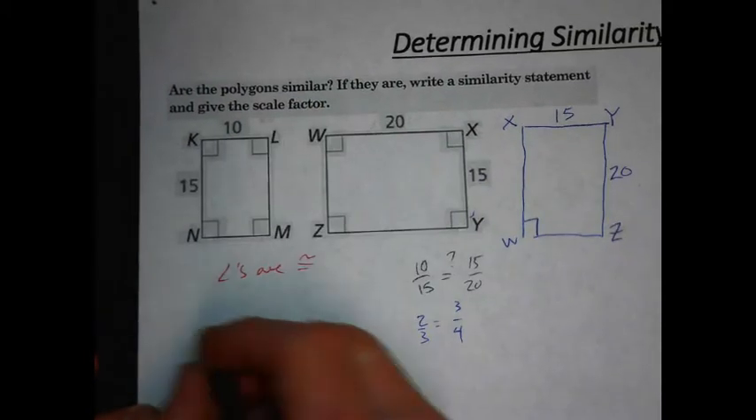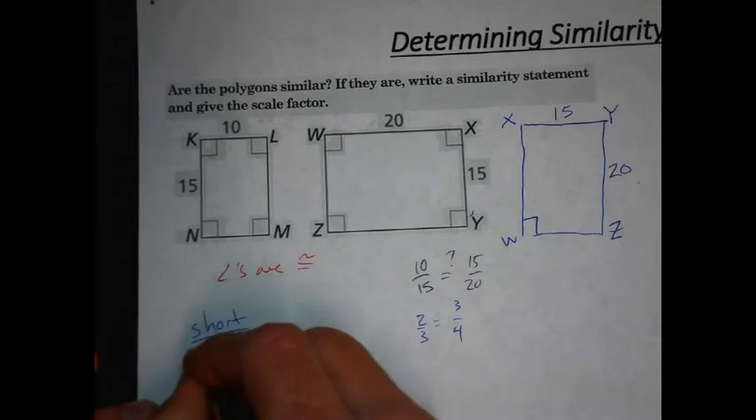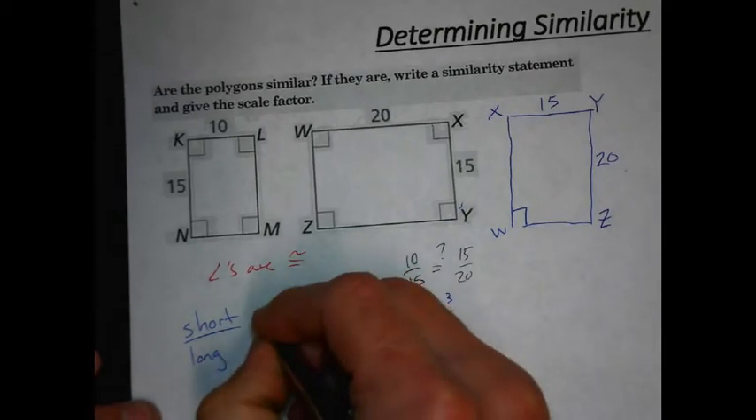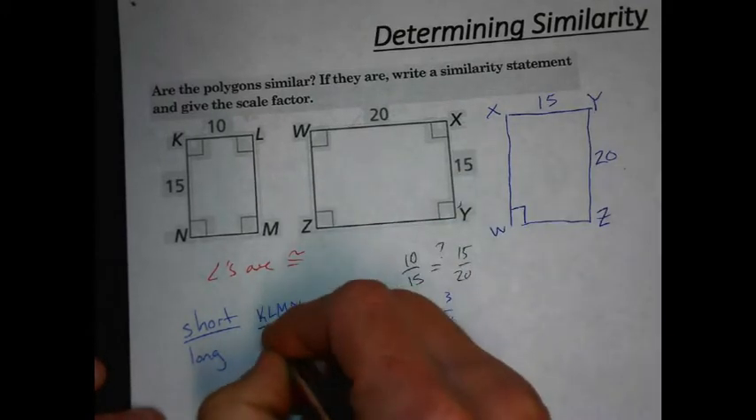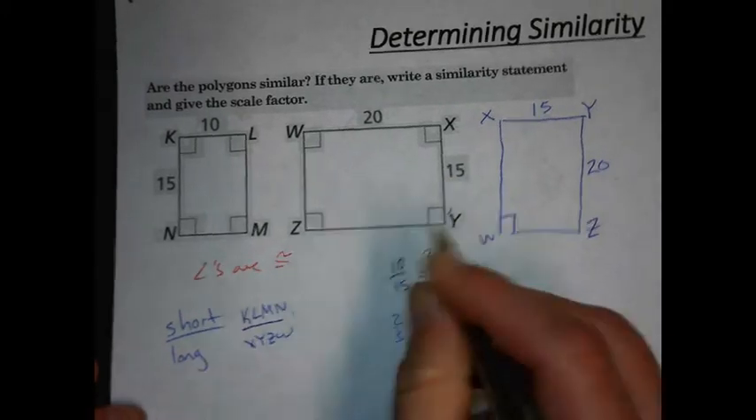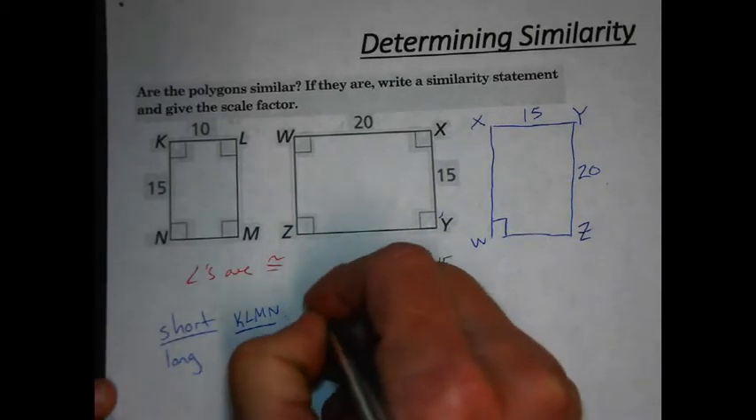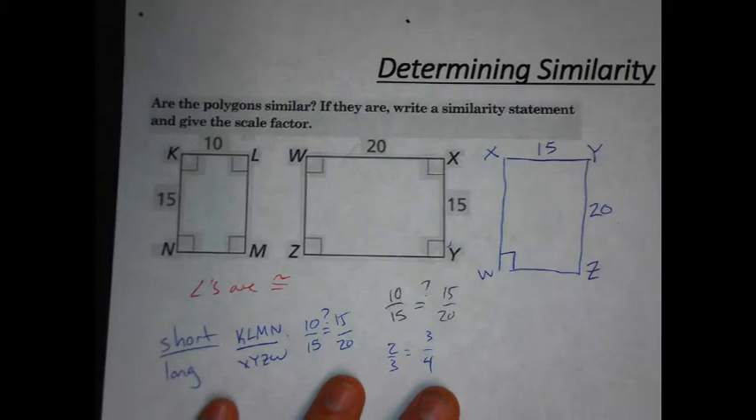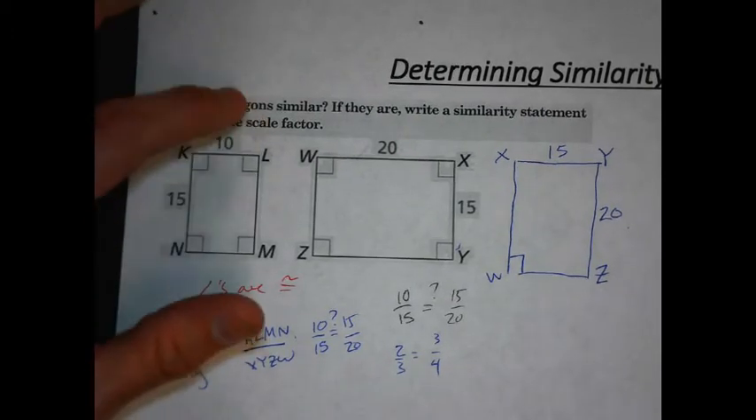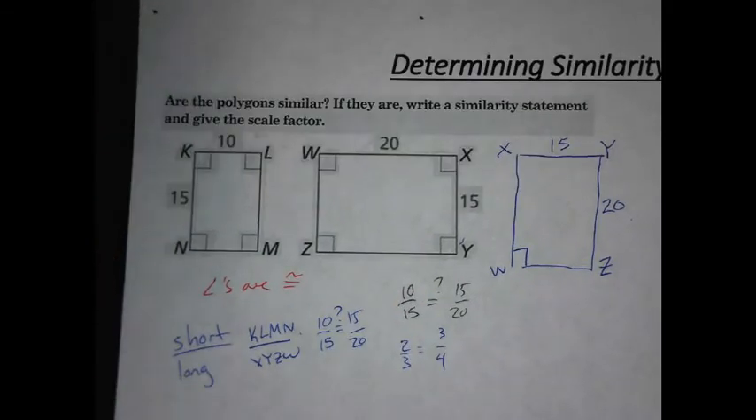What if we looked at short to long? Okay, so if I look at each one short to long, which means I want to compare polygon KLMN, and I'll compare it to polygon XYZW. So if I look at the short side at KL to MN, I get 10 to 15. And if I look at the short side to long side, I have 15 to 20. I have the same proportion no matter what. Okay, so if I compare this one to this one, I have 10 to 15. Or if I compare this side to this side, the same one, I have 10 to 15.